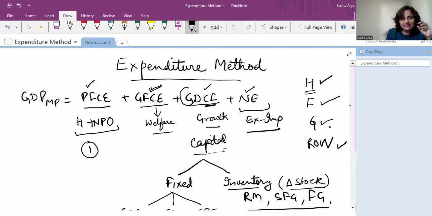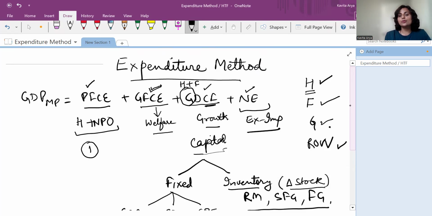That's why we say this is gross domestic capital formation. When I say gross, it is because it is talking about the capital formation on the part of households as well as on the part of firms. That's why we're saying gross, which means the total. So this way, we have covered these three sectors in these three components so far.